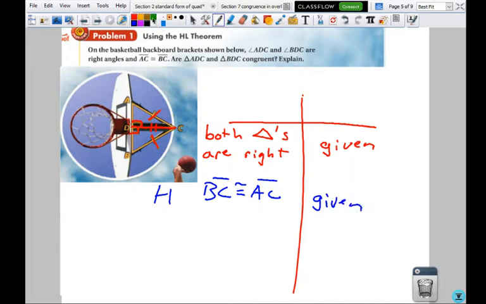And then my last thing, I need to show one last piece. Kylie, what's my last piece? Do we know anything about these? Oh no, it'd be CD. It's congruent to CD because they're the same line. Alright, then my leg, I'm going to say DC is congruent to DC because it is the same line.